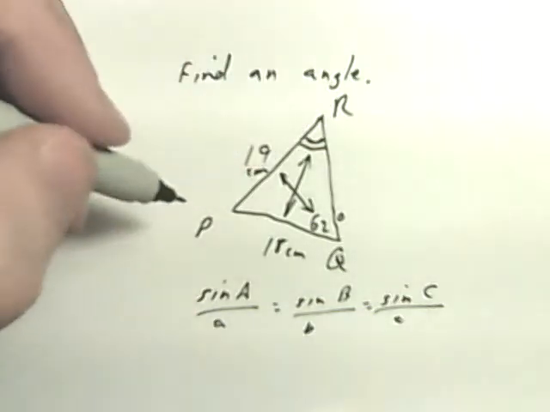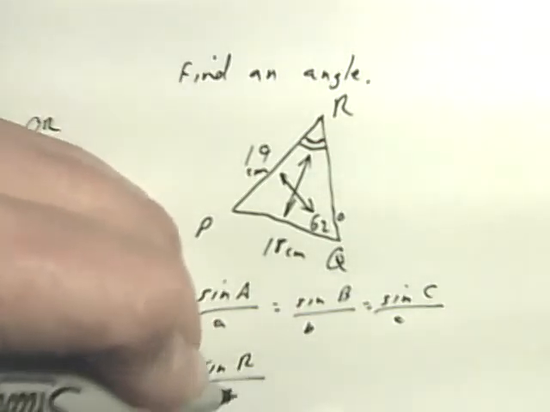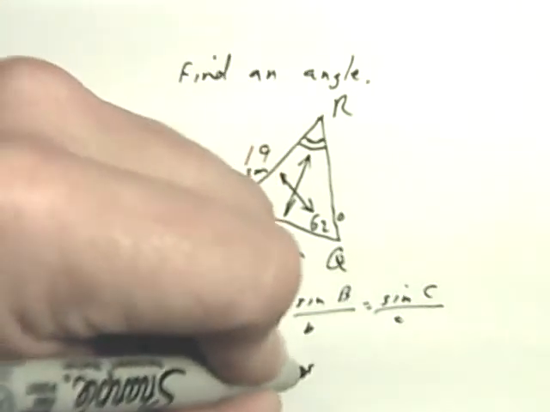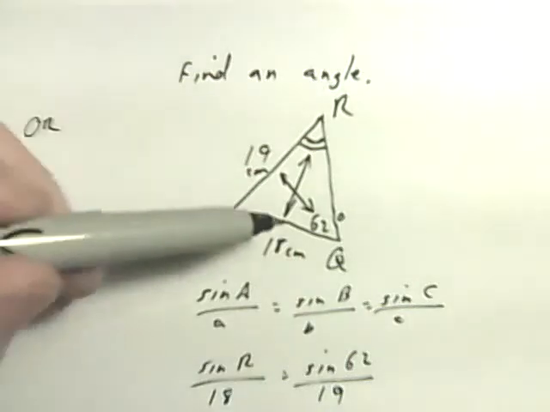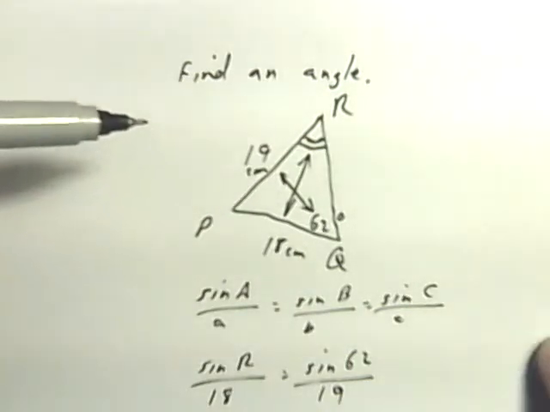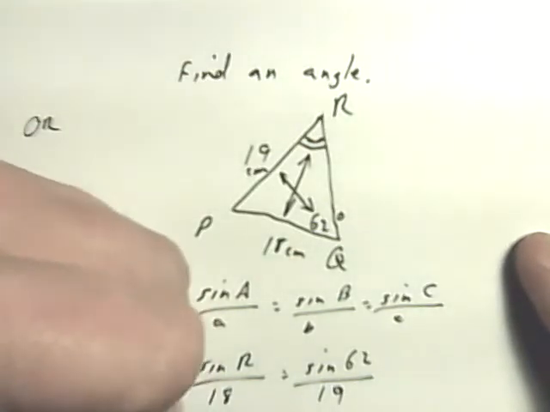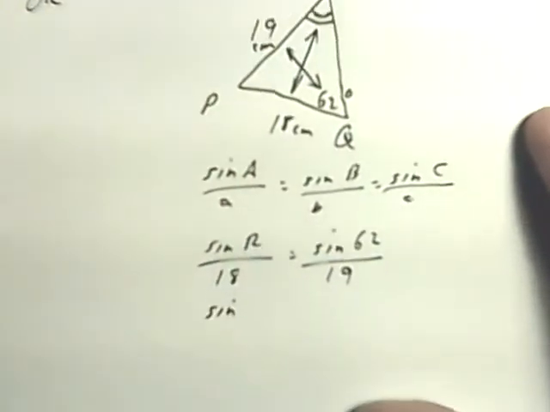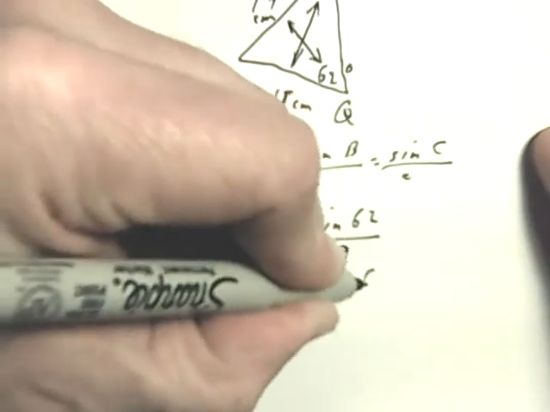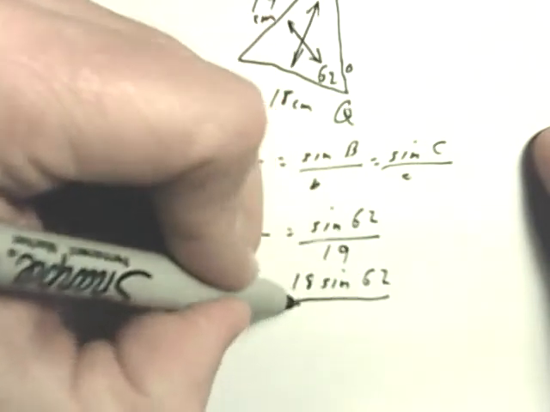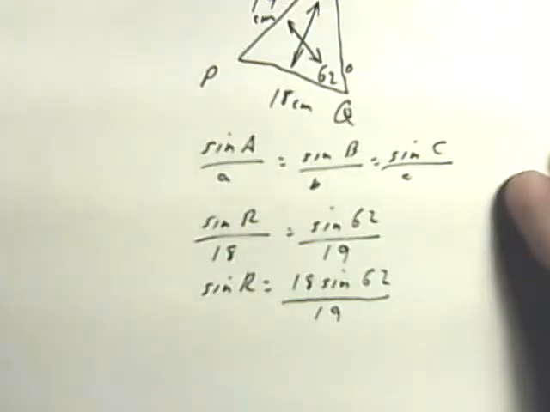In this case, I'm going to use the letter R, so I can say sine of R over 18 equals sine 62 divided by 19. I'm just using the crossways relationship. I would like to get rid of the 18, so I'm going to multiply both sides by 18. I'll now plug in sine 62 into my calculator to get an approximation.